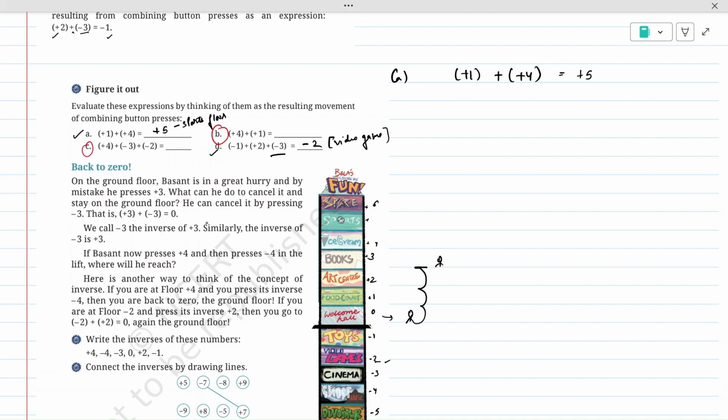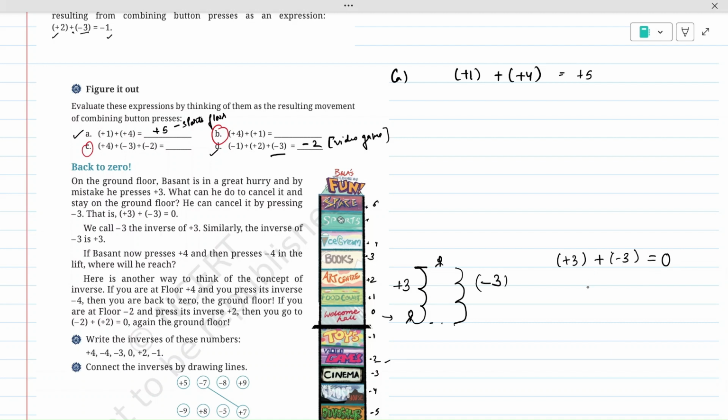He reaches the book section now. What can he do to cancel it and stay on the ground floor? If he wants to go to the ground floor again, what should he do? Kids, if he is here and wants to come down, he has to press minus, right? But how many times? One time, second time, and third time. So he will press minus 3. When he went up, he pressed plus 3. When he has to come down, he presses minus 3. So if you add and subtract the same number, you will get 0.